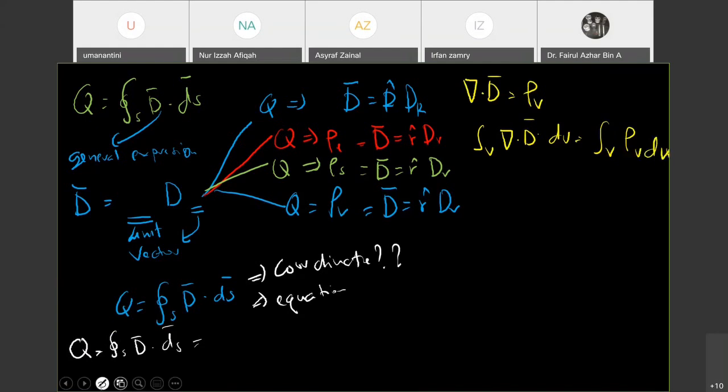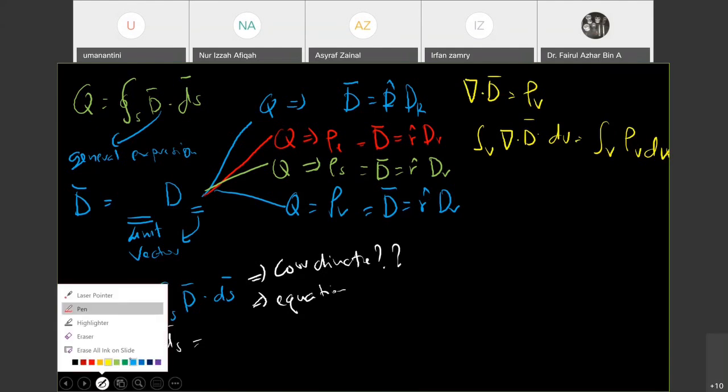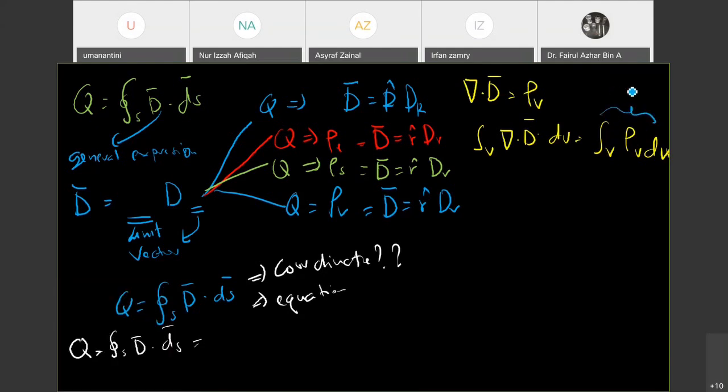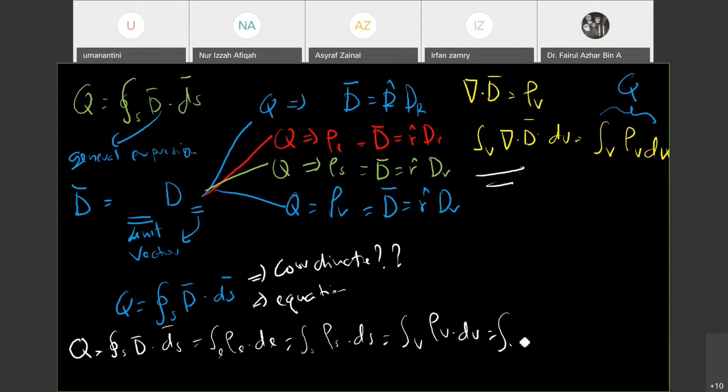So this one, if we look into the general expression, this part of the equation will be equal to Q, total Q, right? We can go back to this. So if we consider the full set of Gauss equations, then Q is equal to the closed surface integration of D dot ds, which is equal to the line integration of rho L dot dl, equal to the surface integration of rho S dot ds, equal to the volume integration of rho V dot dV, and as well as the volume integration of del dot D dot dV.